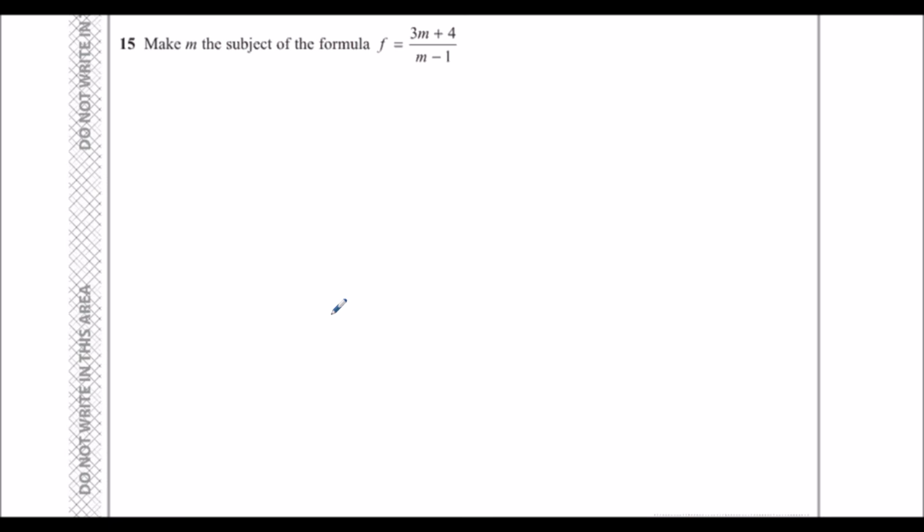Question 15. Make m the subject of the formula. So f equals 3m plus 4 over m minus 1. So we need to get m by itself. The first step, we're going to get rid of the fraction, multiply both sides by m minus 1. So f times m minus 1 equals 3m plus 4. Then let's expand this bracket. F times m is fm. F times negative 1 is negative f.